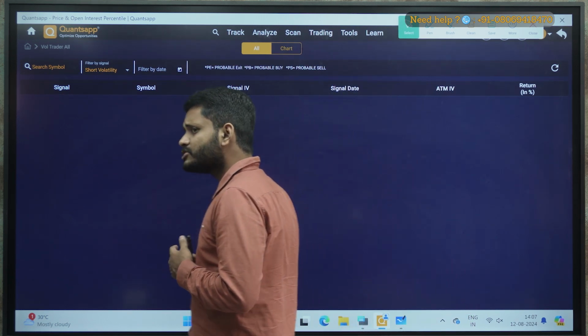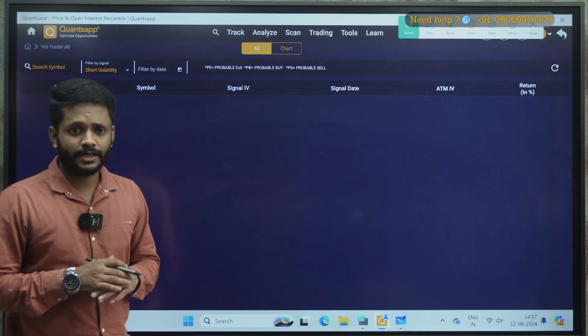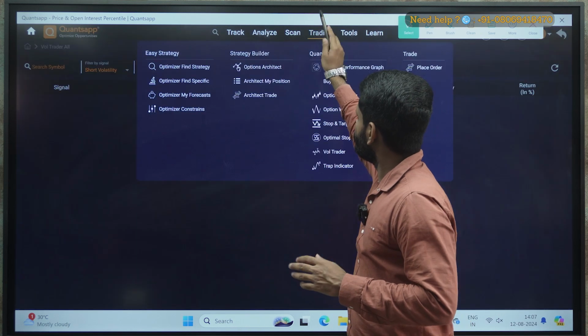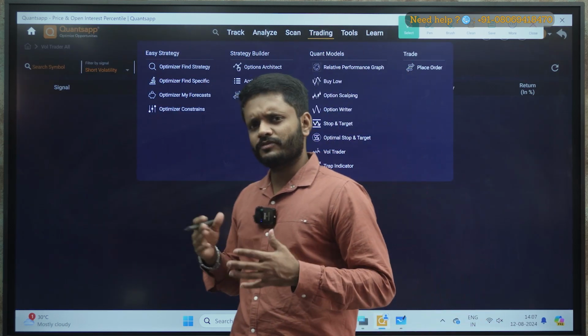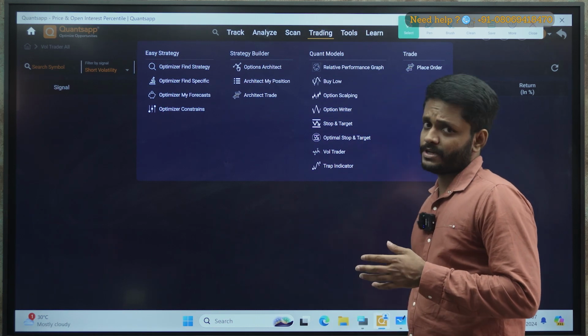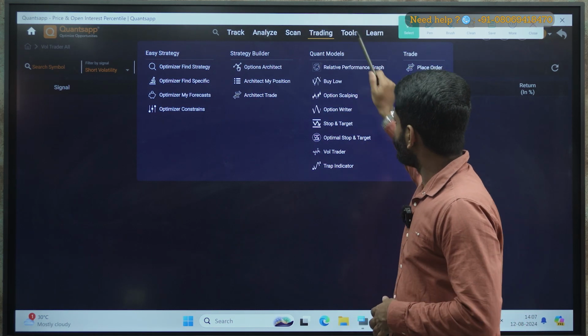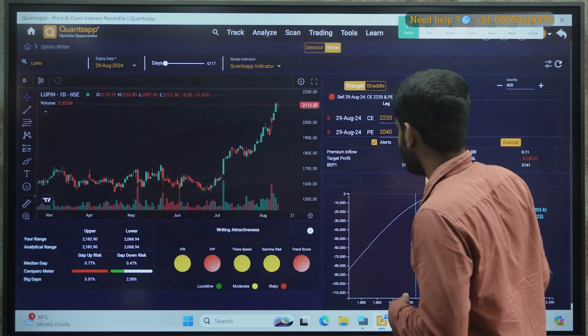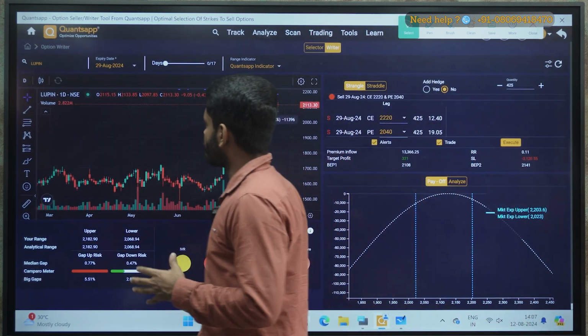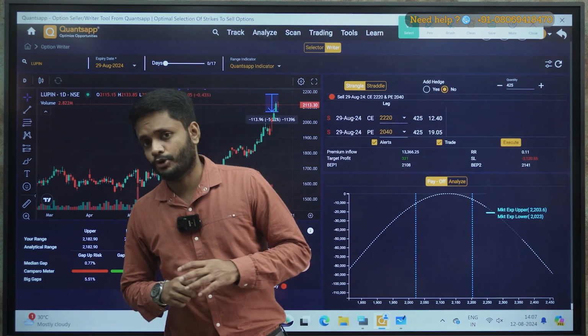Now let's talk about something for option writers, correct? Although usually most people are option buyers, there are people who prefer option writing as well. So go to trading and go to option writer. Okay, so what does the option writer tool do for you?